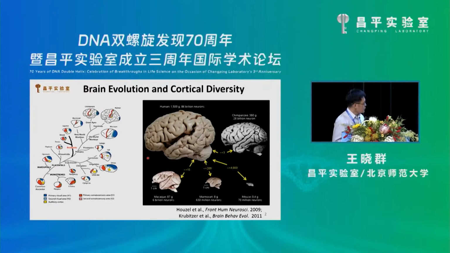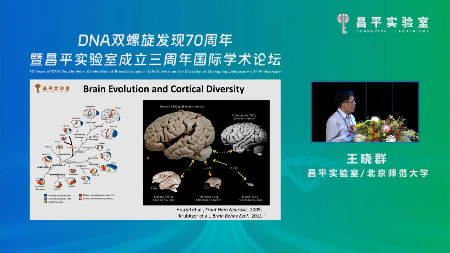My lab focuses on the study of brain development. One of the interesting things we are focused on is how the brain gets larger. One of the most remarkable features of the evolution of the brain is the enormous increase in the number of neurons, which reached the peak in the human brain.